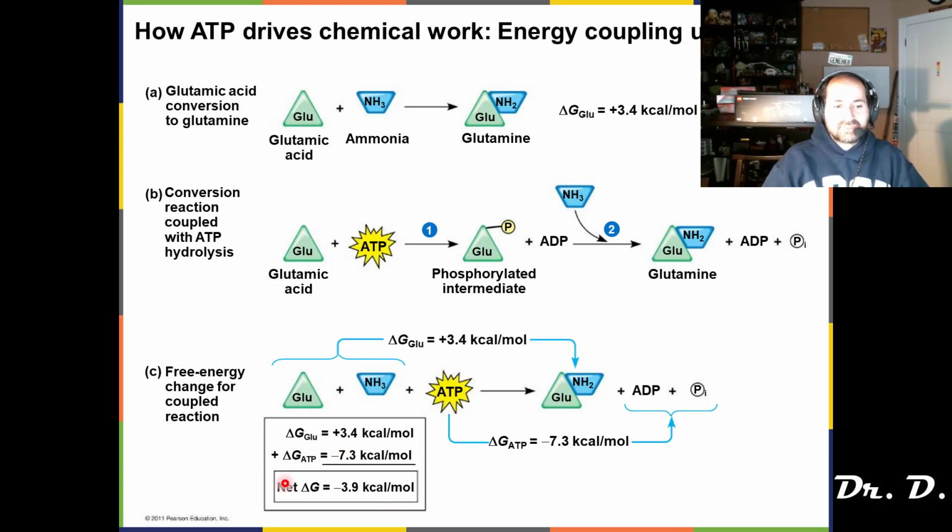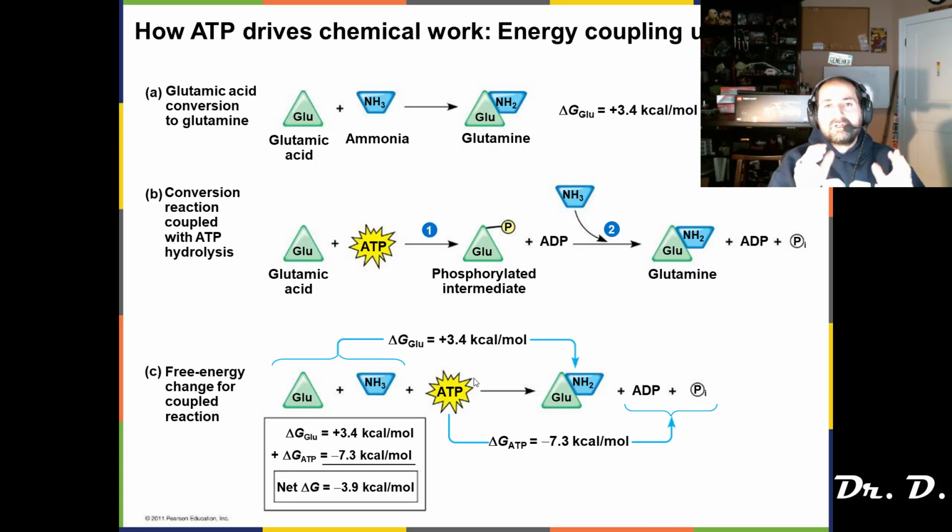So if you did the math over here, you see at the bottom left the math, you needed 3.4 kcal per mole to do what? To make glutamine. You provided that energy by hydrolyzing ATP. That released 7.3 kcal per mole. So if you do the math, you've released more than enough energy to drive the reaction forward. You've released so much energy that you have extra energy released, and that extra energy kind of dissipates as heat.